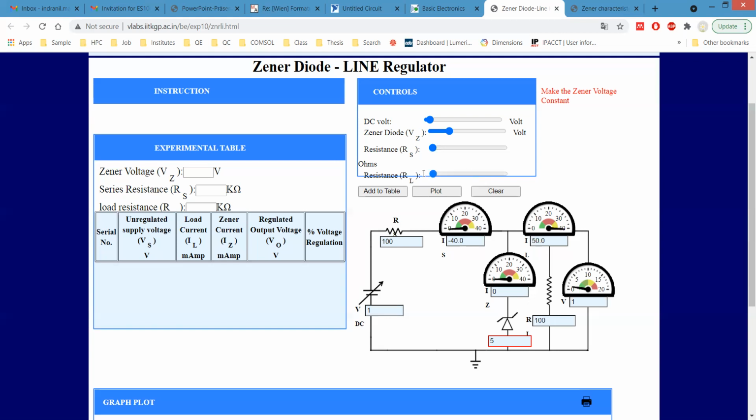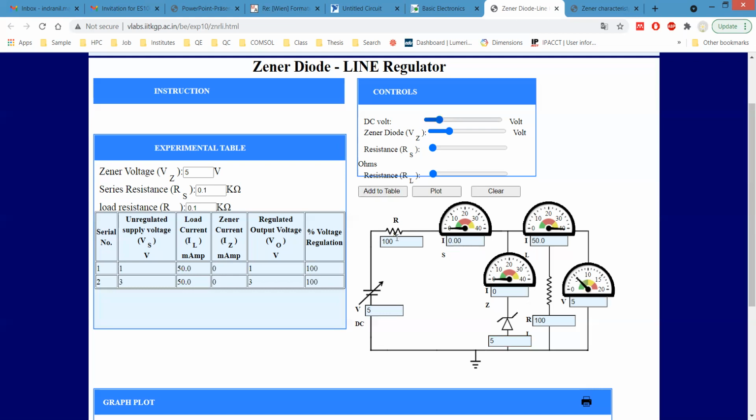Okay, so in this case what we have selected: our DC voltage is 1 volt, the Zener voltage is 5 volt constant, the resistor is 100 ohms and the load is also 100 ohms. Then add this value to the table. Then we are going to change the DC voltage. So let's change it and add that particular value to the table.